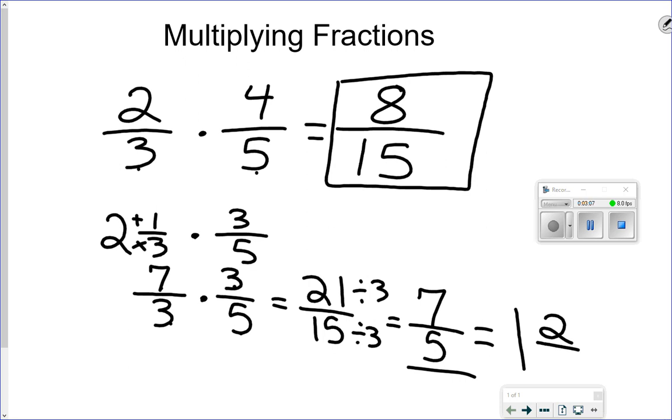And just like before when we converted a mixed number to an improper fraction, the denominator stays the same. So that 5 that was a denominator here will be a 5 here. So 7/5 is the same as the mixed number 1 2/5. And that could be your answer. All right, and that is all there is to multiplying fractions.